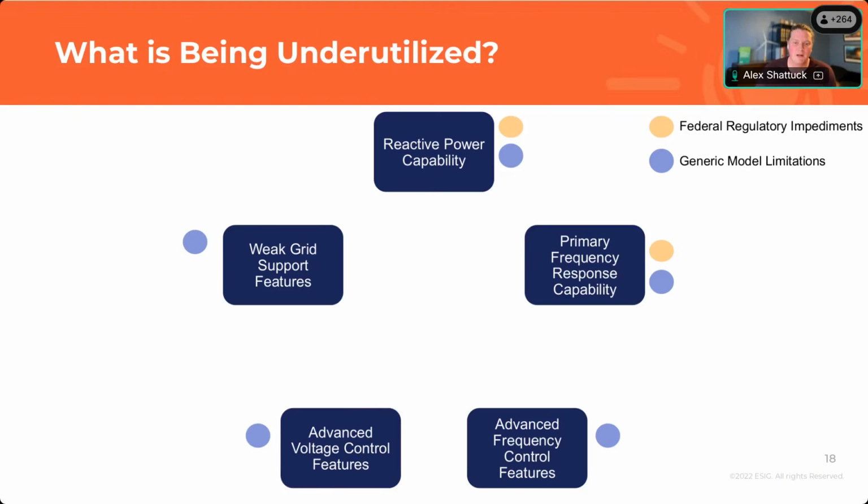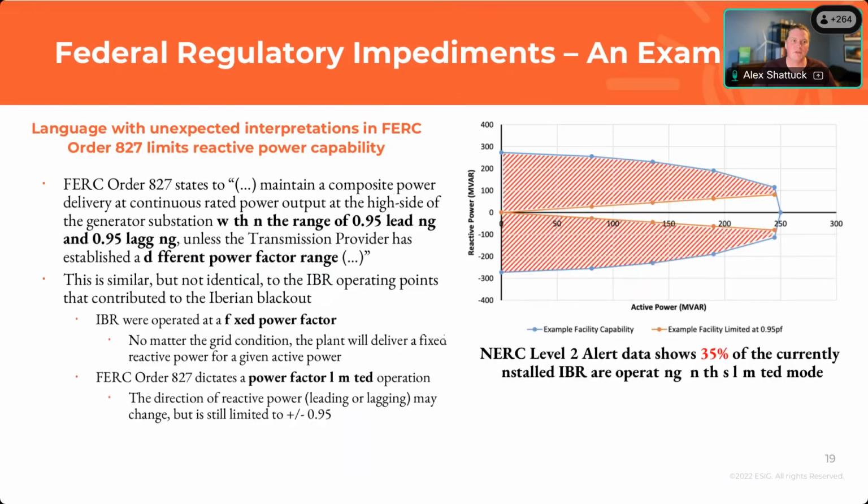For primary frequency response, it's underutilized because it had a cutoff date. So there are numerous facilities in operation that can do primary frequency response, but aren't included in those that must do it under that order. So that's a limitation there. Then there are advanced frequency controls, advanced voltage controls, and weak grid support features. There's not much to impede those from the regulatory space, but you can't do them in generic models, right? I can't use a standard library generic model to represent an advanced control for manufacturer X. It's just not what they're meant for and how they're supposed to be used.